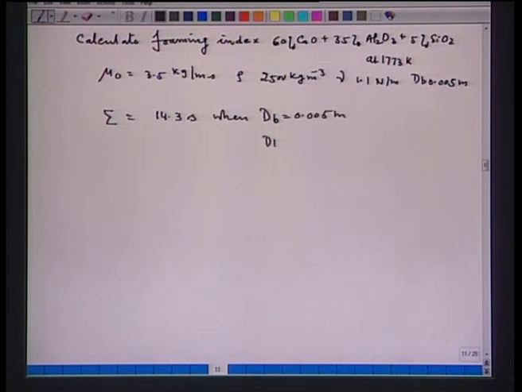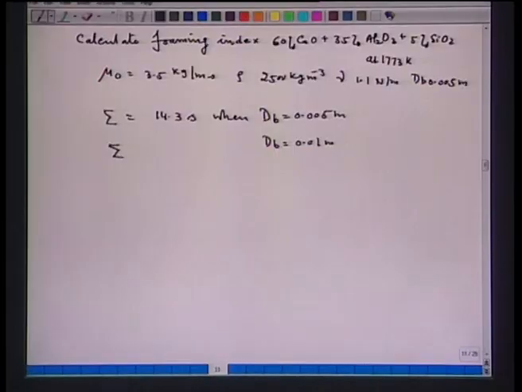Suppose I now take the diameter of the bubble as 0.01 meter, with all the other properties the same, then the foaming index in the absence of solid particle comes to 7.67 seconds. Now, you see, the increase in the diameter of the bubble decreases the foaming index.